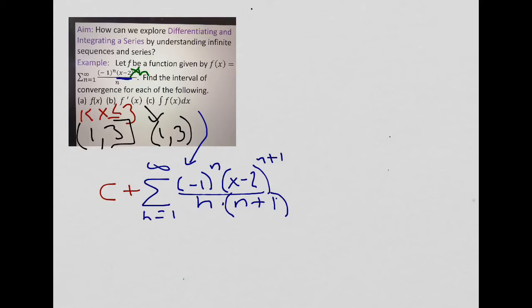Now we need to know what the interval of convergence is for this particular series. I could go through this at the end of the video. We already went through how to do that for part A, so let me tell you what it is for part C. It's from 1 to 3, and we're including both 1 and 3. It's inclusive. So there we have it. We're able to learn how to differentiate a series and integrate a series.